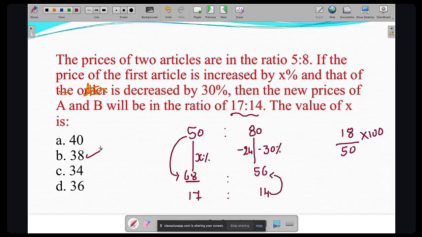36%. Very simple question. See, understanding is the only difficulty for you. Once you understand, it is clear. I hope it is clear now.